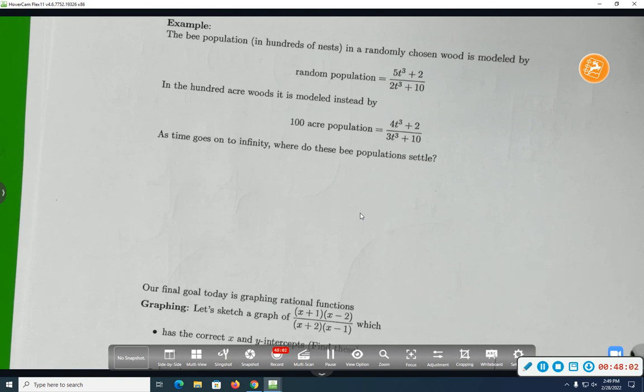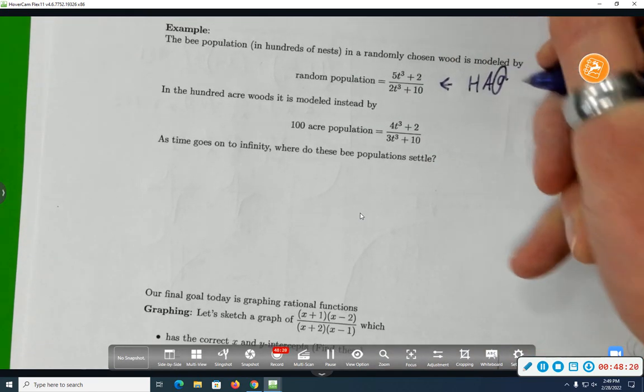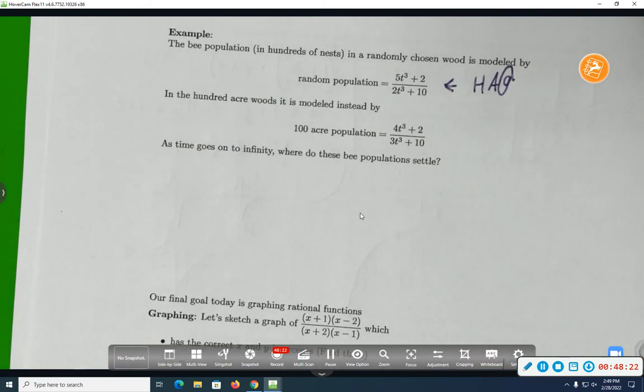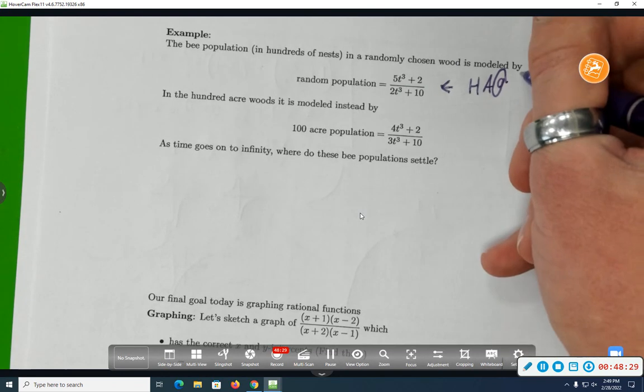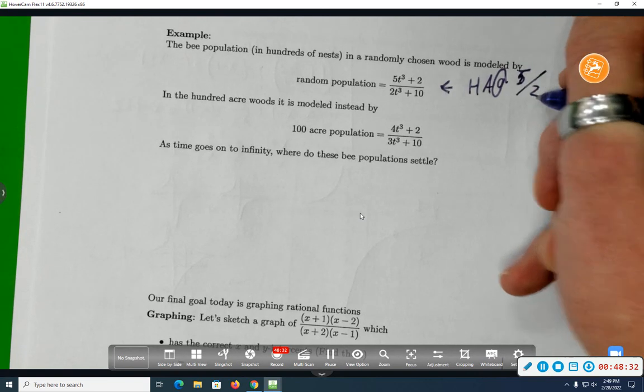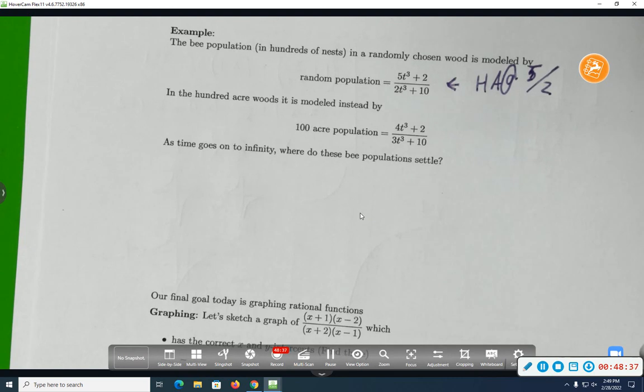As time goes to infinity, what does the bee population get close to? This is asking when the input is really big, what is the output close to? That's exactly what a horizontal asymptote measures. So tell me, by looking at this rational function, where is its horizontal asymptote? It's 5/2, right? So when the input is really big, the output is basically 5 divided by 2.